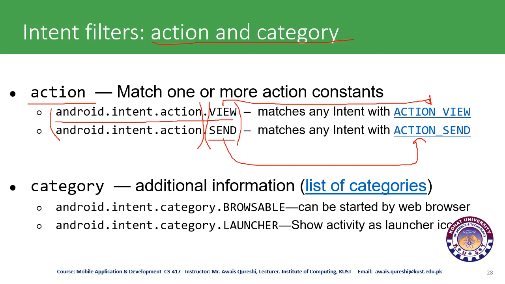And what is the category? It is additional information, a list of categories. Let's suppose this is category.BROWSABLE. This means the file is browsable. This part and this part are the same, only the last word is different. This means it can be started by a web browser, and this means the launcher shows the activity as a launcher icon. It will appear as an icon.